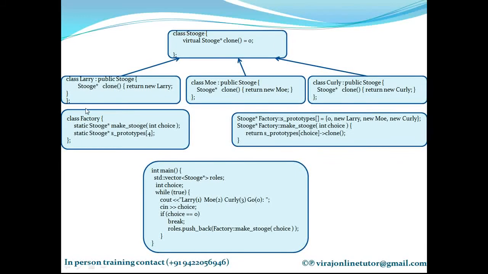Now I am also using a factory to create the objects. I have a class called factory which has an array of the different prototypes that I am planning to use, and I have a function called make_stooge and I am passing a parameter from outside. If you have heard about my factory method design pattern, can you answer this question now? Of factory method, which of the 3 implementations is this? I had explained 3 different ways in which you can implement a factory method. Can you answer which one of the 3 implementations this is?